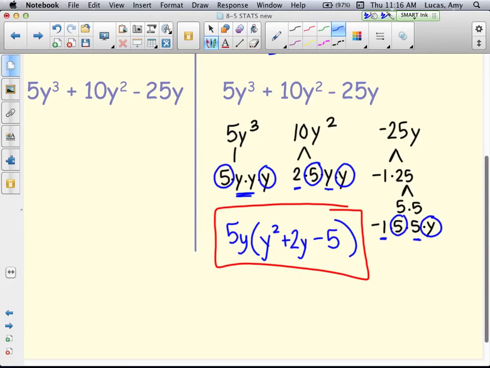So I took out their greatest common factor, and then whatever was left of each term went in the parentheses. So we are reversing the distributive property here.